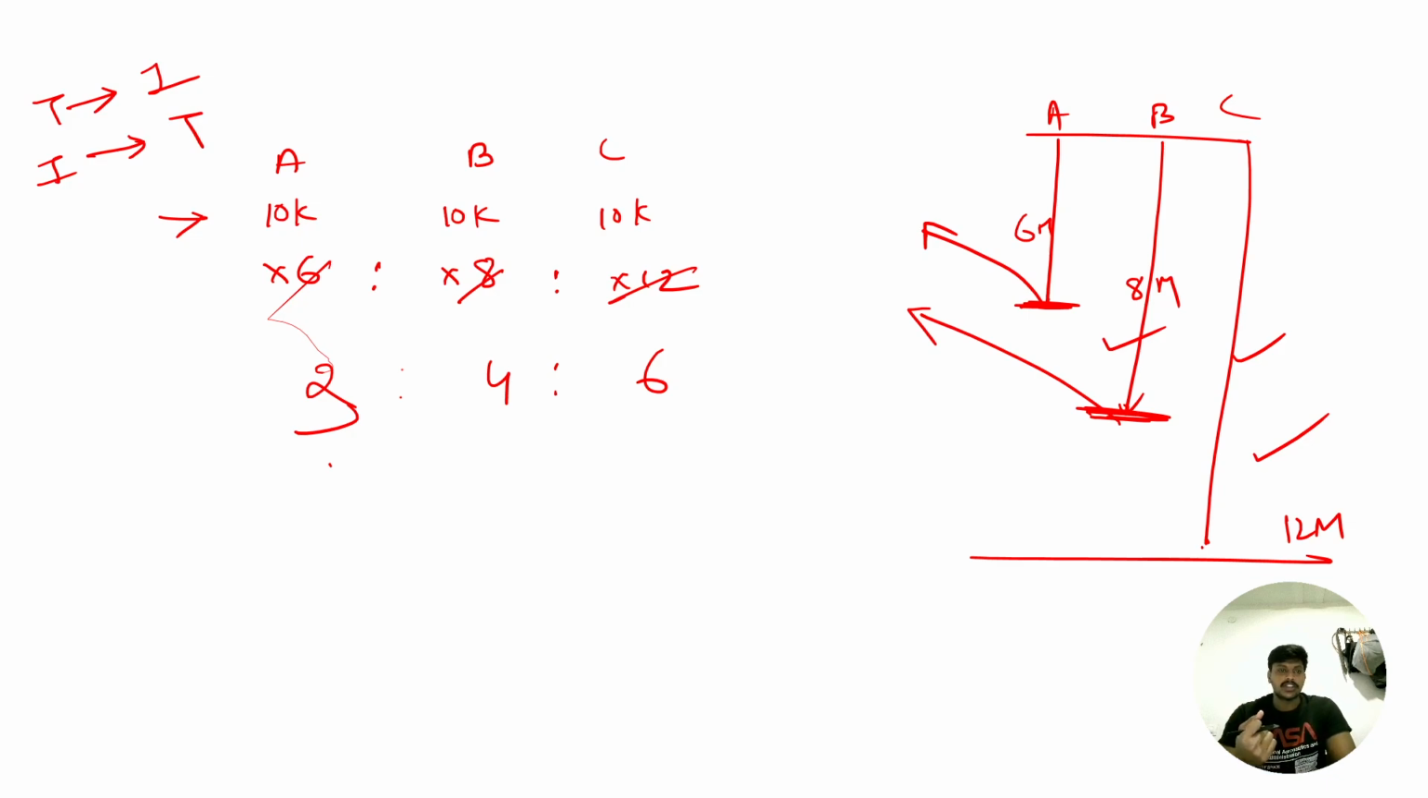Now let us take one more example where people are going to have different investments and different time periods. A, B, C. All of them are investing different amounts and they are in the business for different time periods.